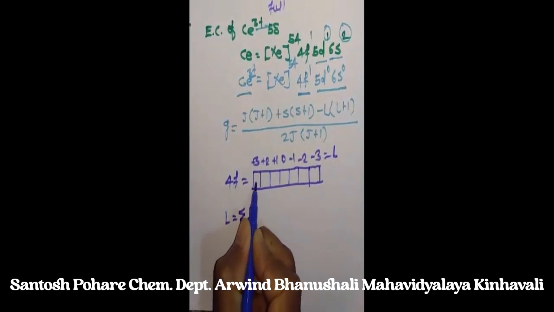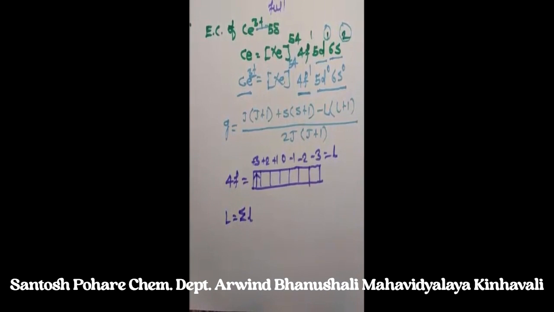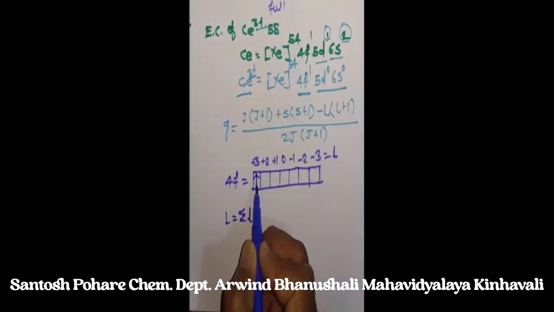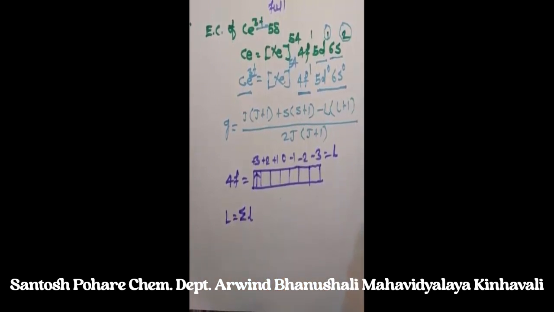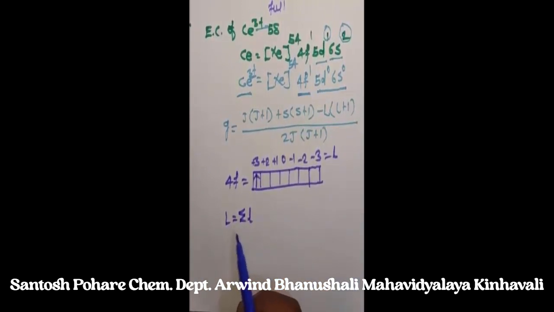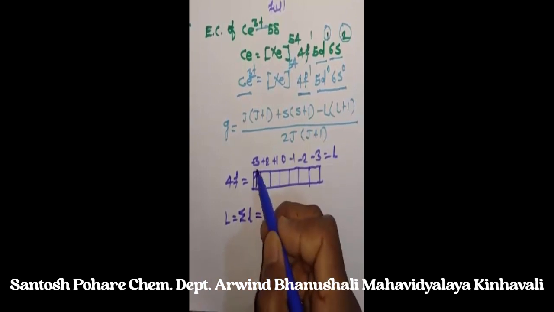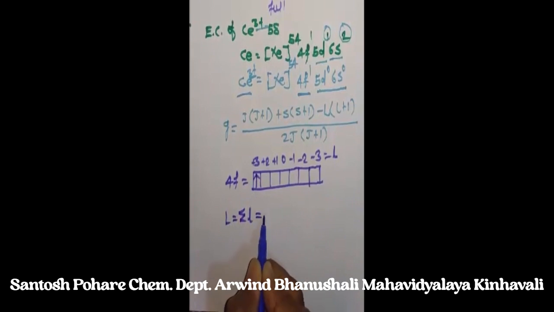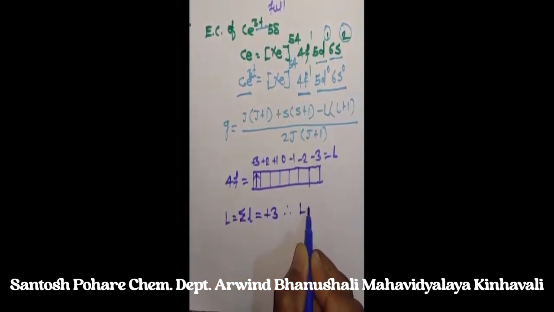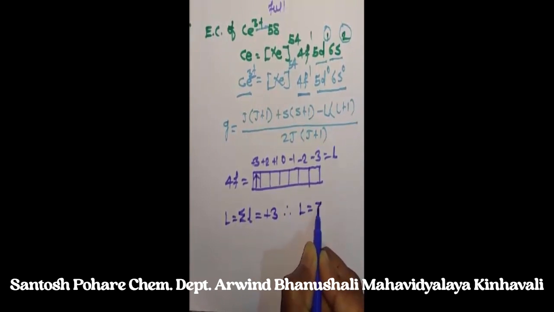So dear students, as this Cerium has only 1 electron, due to this 1 electron Cerium shows a magnetic moment. So this is the only 1 electron which is responsible. For that, what is the L value for this electron? Yes, you are observing that it is +3. So dear students, therefore L is equal to 3.